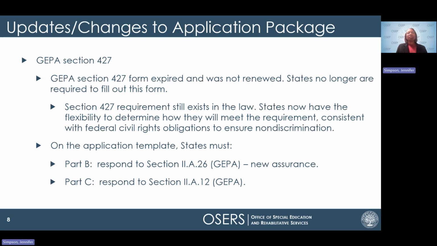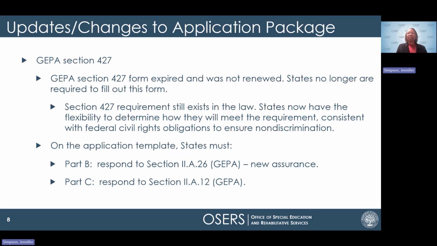Also, in the application memo, you see information related to GEPA Section 427. So this is a requirement that you have to ensure equitable access to IDEA and identify those barriers inhibiting access and address those barriers. In the past, we collected this information about your activities to support GEPA Section 427, and it was detailed on a form. However, OSEP is no longer collecting a form for this requirement, and instead, we're asking you to give a response in your application template to denote that you comply with GEPA Section 427.